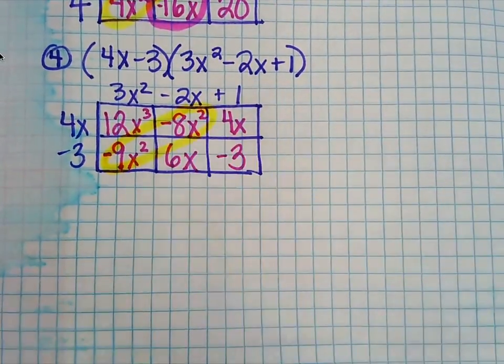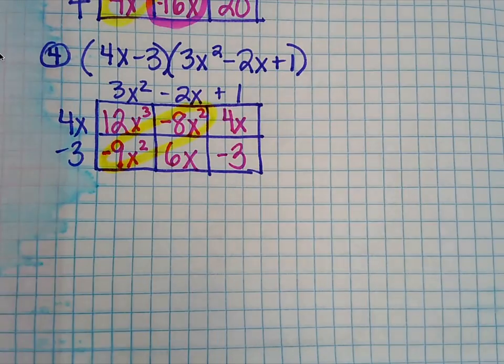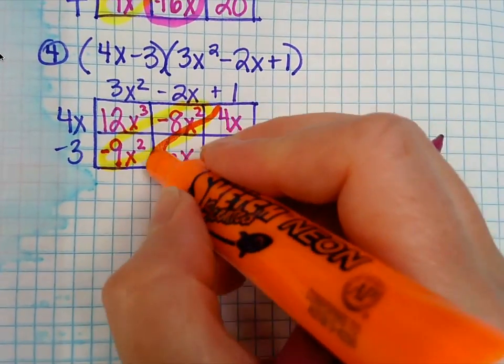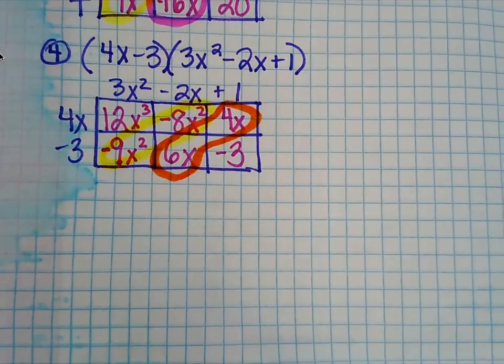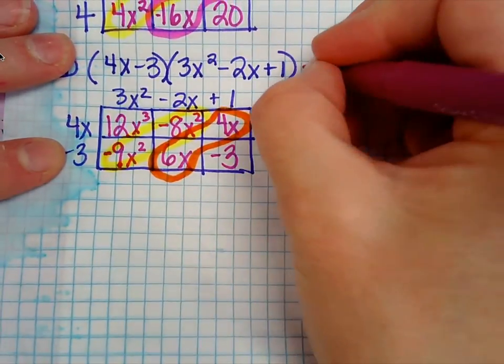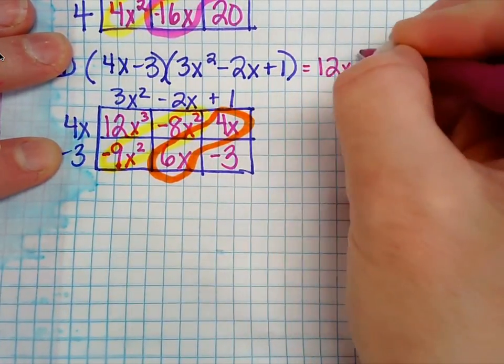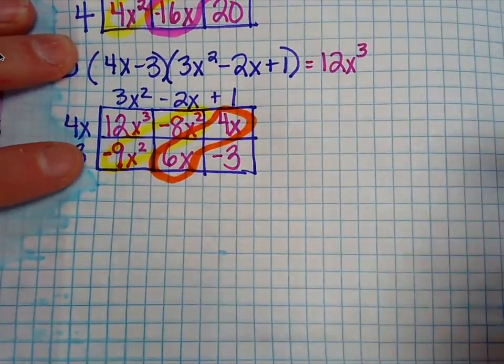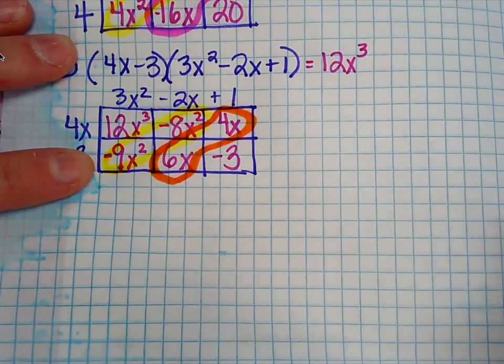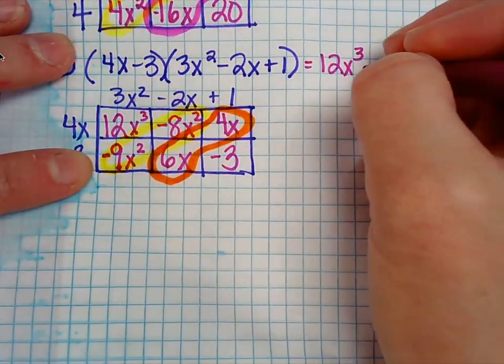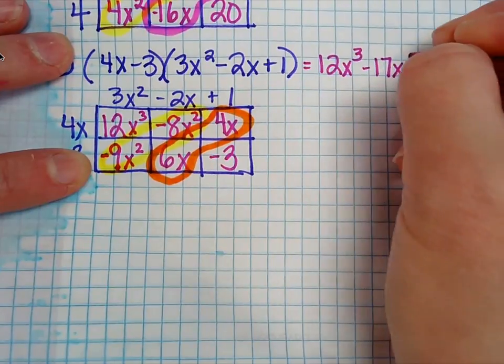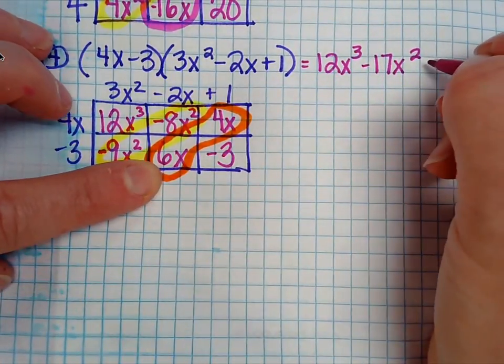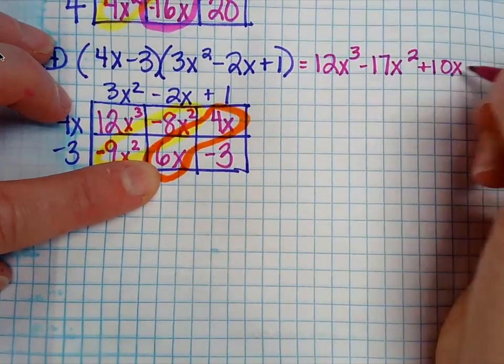So we combine our like terms. See how they're diagonals? That's what usually happens. So 12x cubed, negative 9 and negative 8, and they're both x squareds. Minus 17. 6x and 4x. 10x. Minus 3.